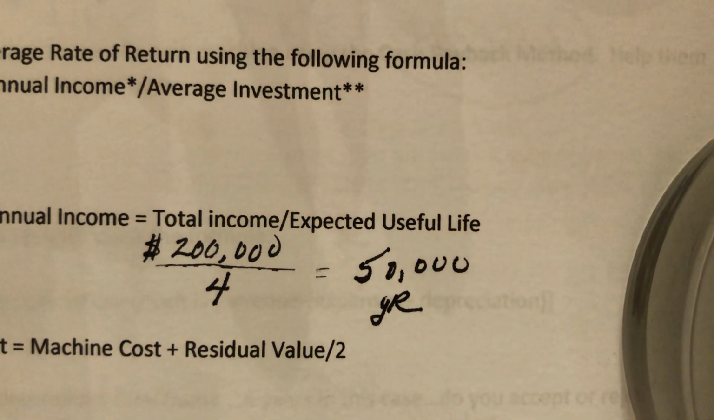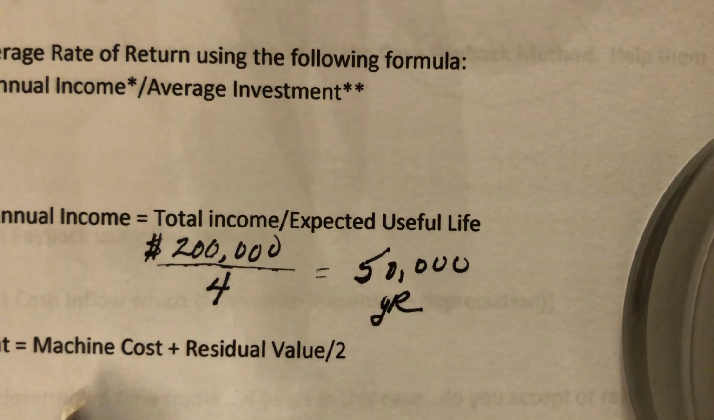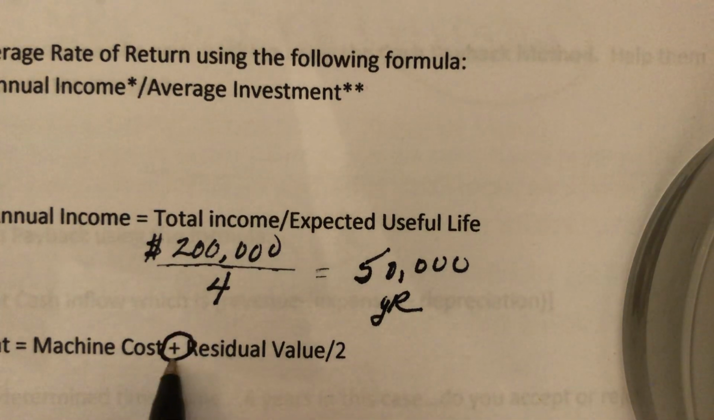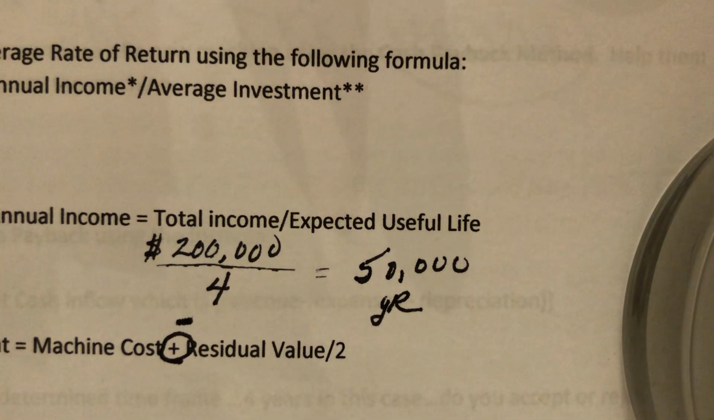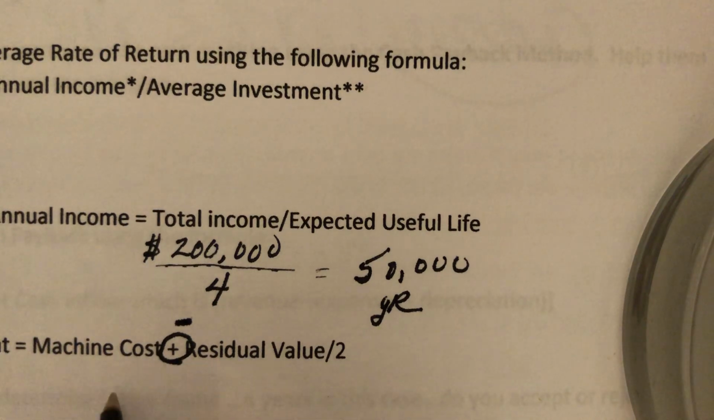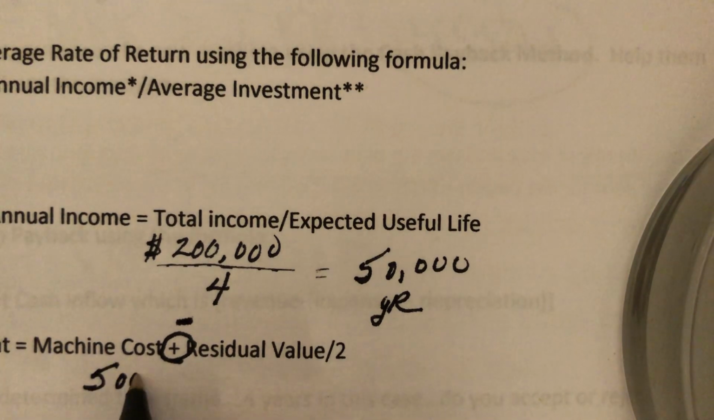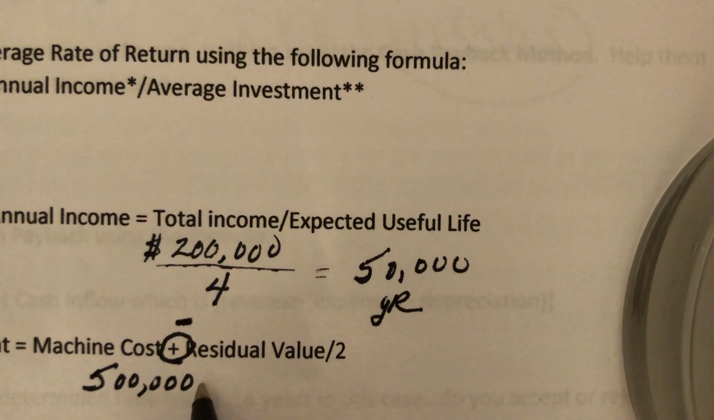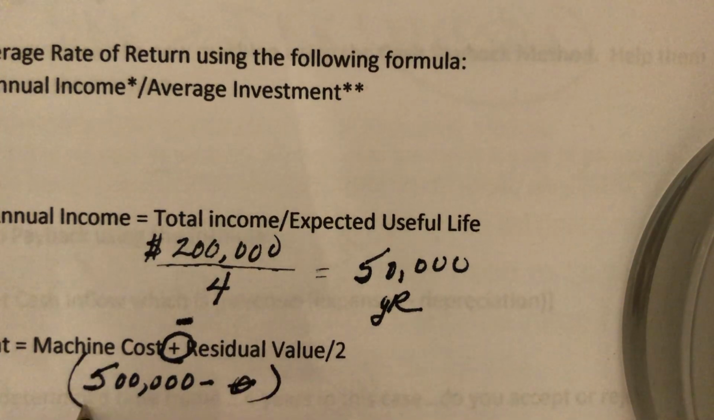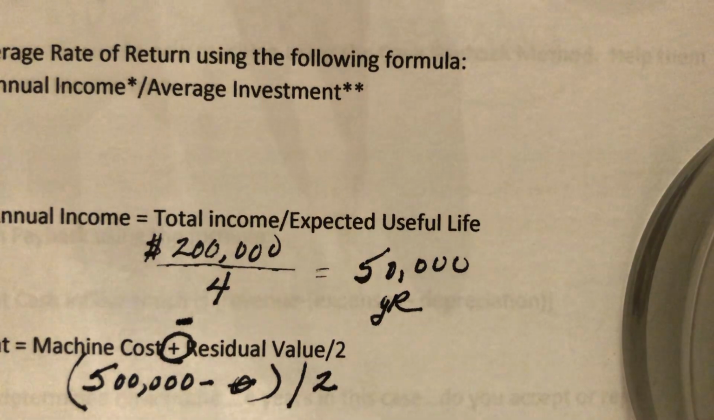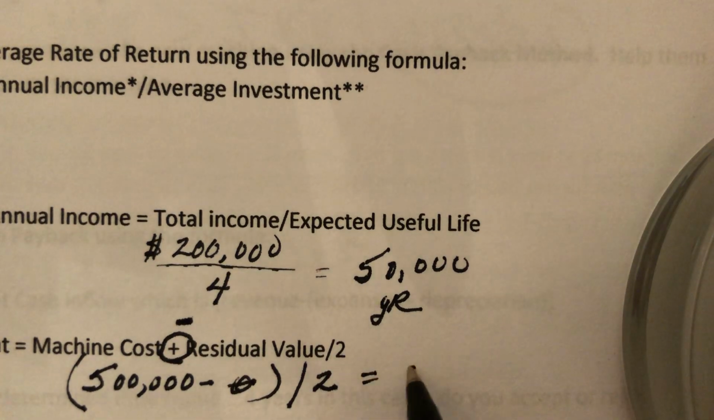Okay. And then the denominator here is to take your machine cost, and this should be minus, please make a correction on that, this should be minus your residual value and divide that by 2. Okay, so $500,000 minus the residual value, divided by 2, and that's going to give you $250,000.